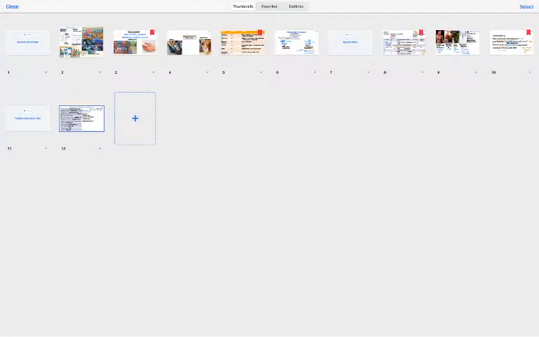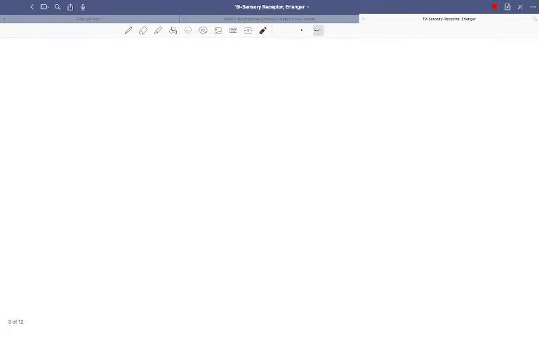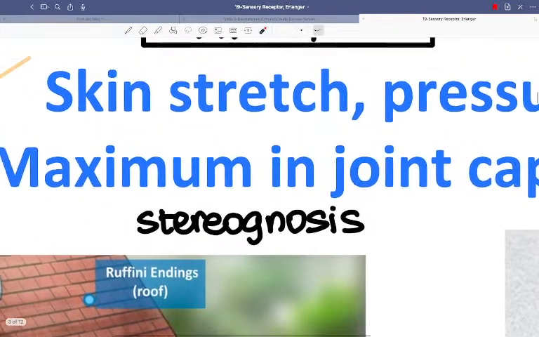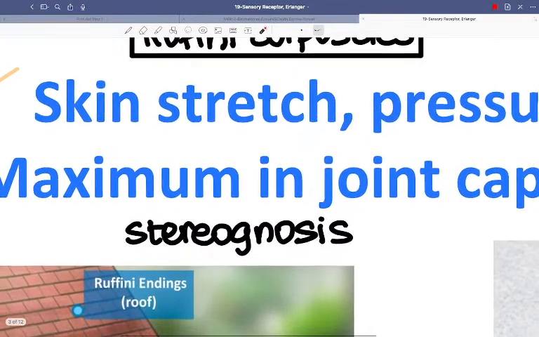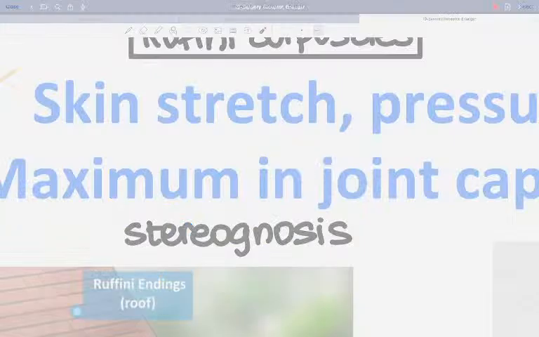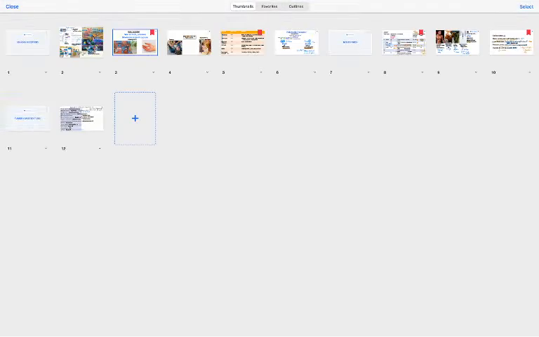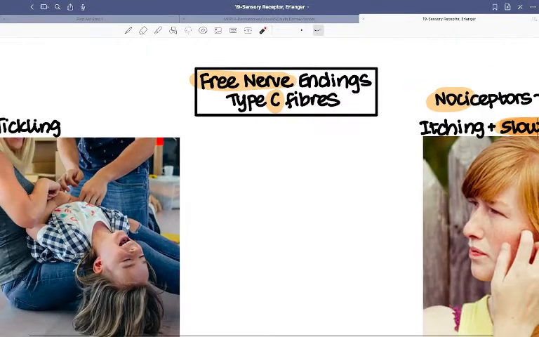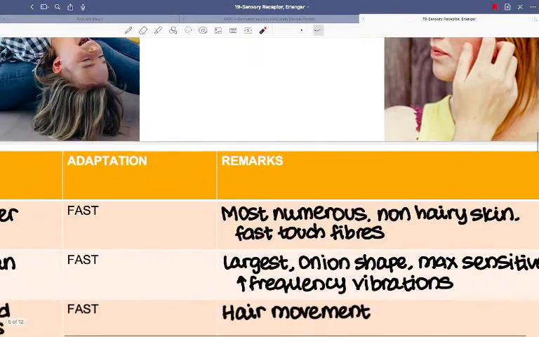Okay, mainly I'll just remove this video, then this. And this was a stretch receptor. Stretch receptor was Ruffini's. So Ruffini's ending is the skin stretch receptor, pressure in the joint cap and so on. And next were the type C fibers, which carry all the pain, tickle, nociception and so on.